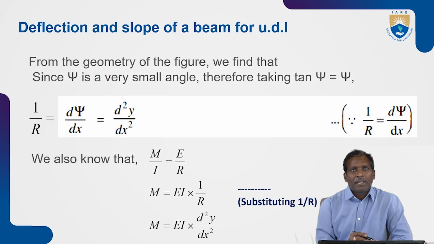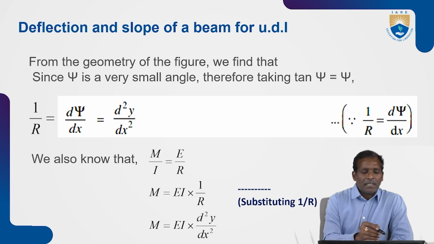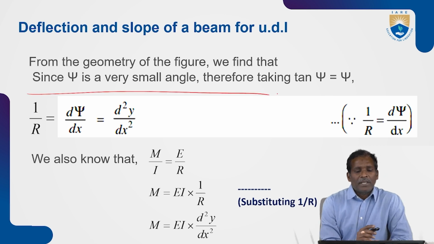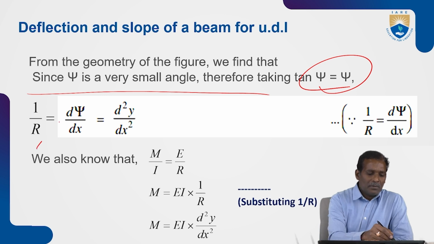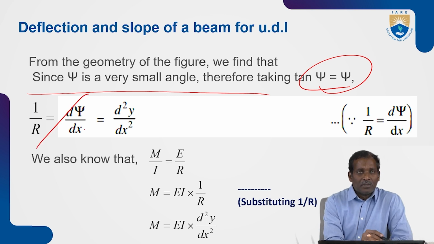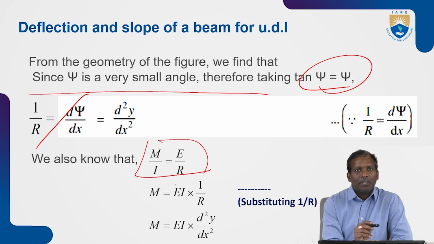So from the geometry of the figure, we find that since psi is a very small angle, therefore taking tan psi is equal to psi. So here 1 by r is equal to d psi by dx, which is d square y by dx square. We also know the bending equation M by I is equal to E by R.